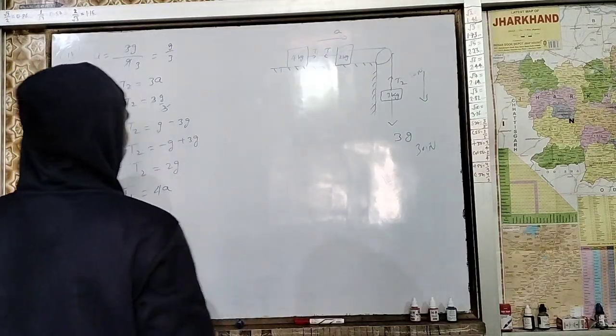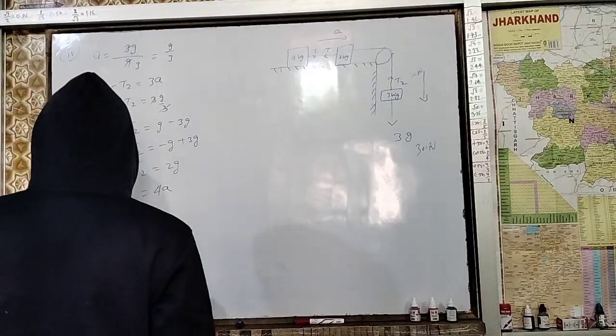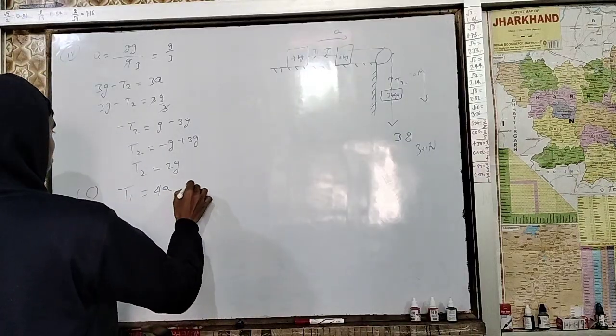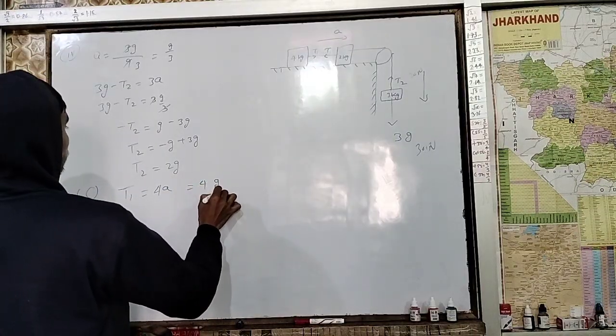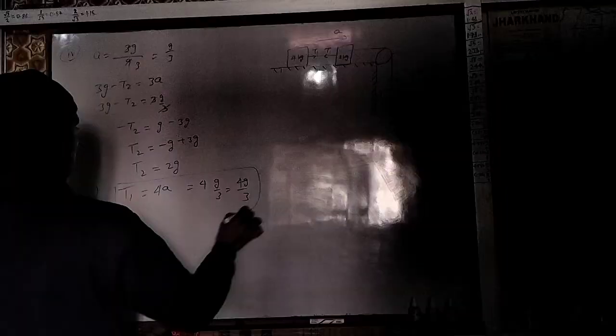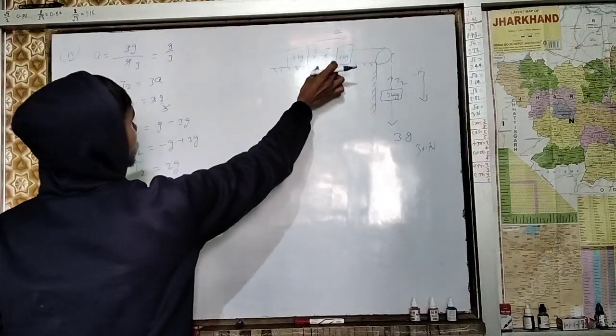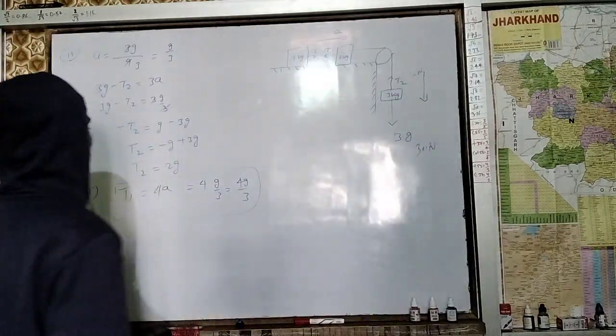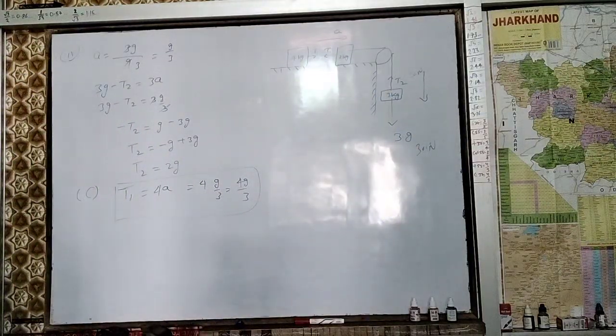4A, which is equal to 4Z upon 3. This is our T1. Okay, tension over here will be something else and over here will be something else. That is how you will calculate like that question. Now next question.